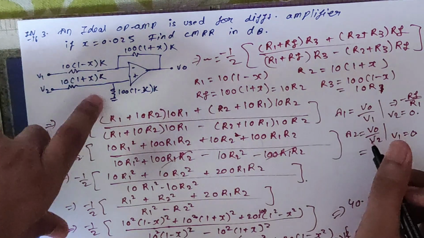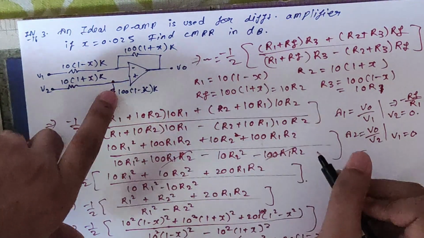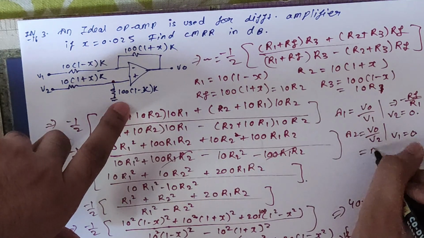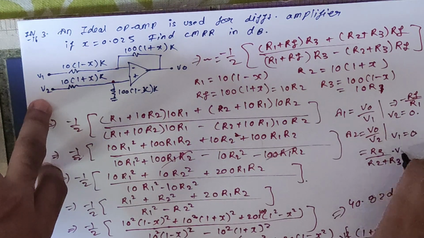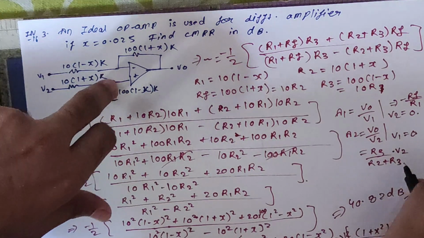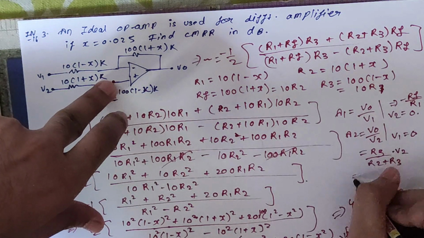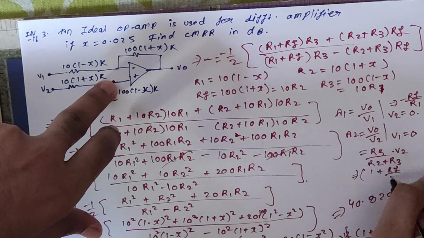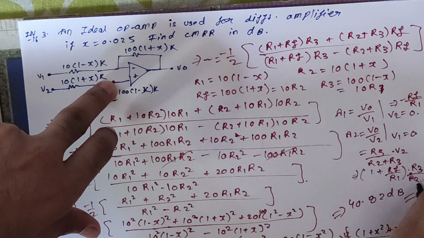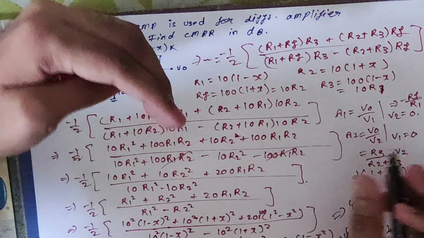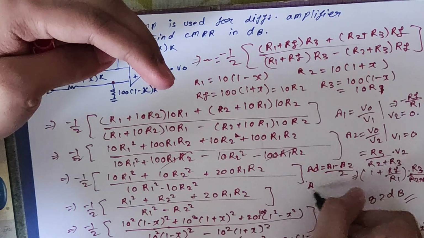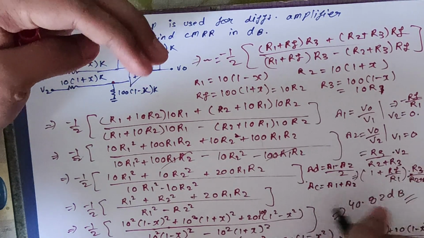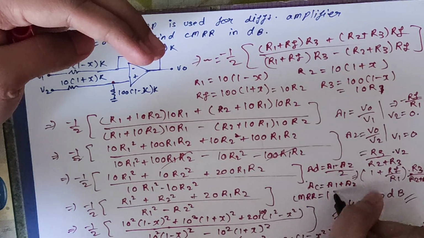So what you will do, you will first find out the voltage at this node. For that you will use the voltage divider. So you will get here R3 upon R2 plus R3, right, into V2. Now you have a voltage at this node, so you can use the formula of non-inverting gain. So it will be 1 plus RF by R1 into R3 upon R2 plus R3 into V2. Okay, and now you will put all this thing into AD formula (A1 minus A2) upon 2 and AC formula A1 plus A2. Then for CMRR you will use AD by AC.